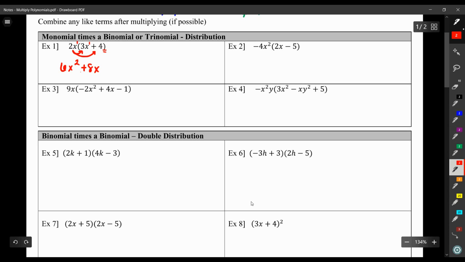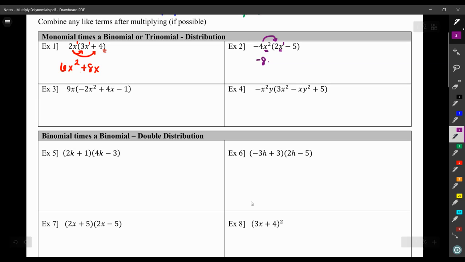Let's look at example 2. With example 2, again, you would have to distribute. Negative 4x squared times a 2x. So negative 4 times 2 makes negative 8. X squared times x, you're going to add the exponents together. So 2 plus 1 is x to the third.